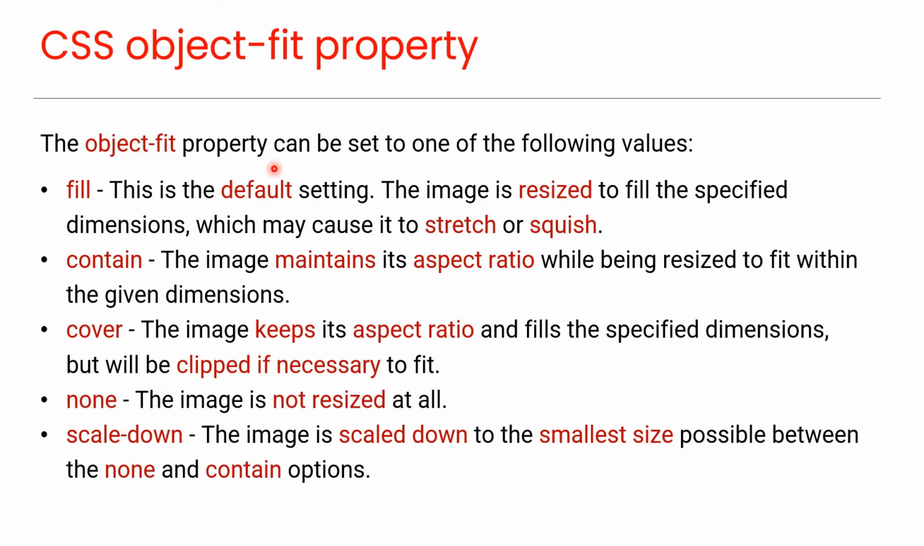The object-fit property can be set to one of the following values. Fill. This is the default setting. The image is resized to fill the specified dimensions, which may cause it to stretch or squish. Contain. The image maintains its aspect ratio while being resized to fit within the given dimensions. Cover. The image keeps its aspect ratio and fills the specified dimensions, but will be clipped if necessary to fit. None. The image is not resized at all. Scale down. The image is scaled down to the smallest size possible between the none and contain options. Now we'll look at each one of them with an example.